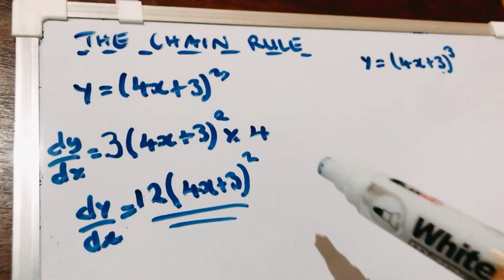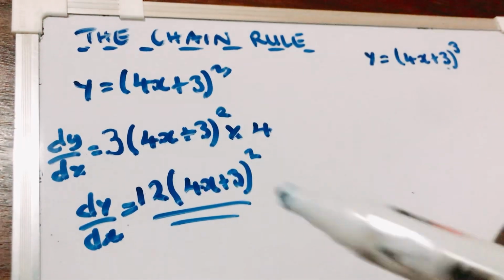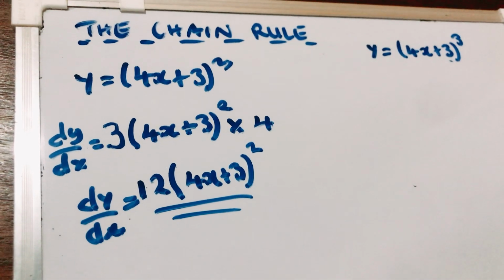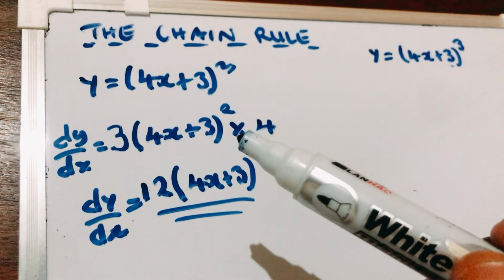So the first part, you demonstrate your power rule, bring this to the front, you knock it down by 1, multiply it by the derivative of what's inside. And then there's your final solution. So this is the short way to do it.